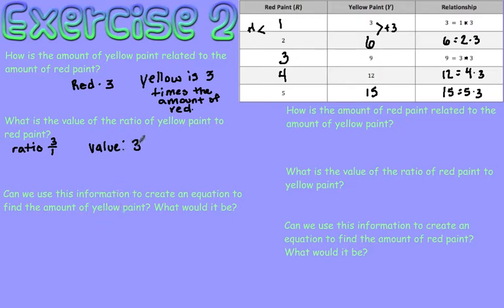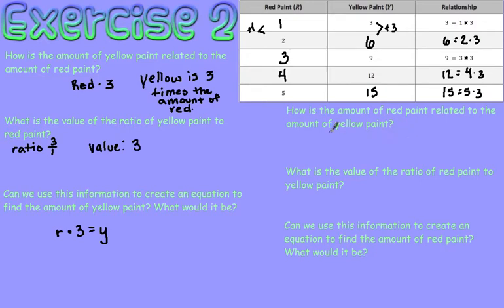Well, since we know that the yellow is 3 times the amount of red, I know that if I take my red, let's use R for red, and I multiply it by 3, that should give me my amount of yellow.